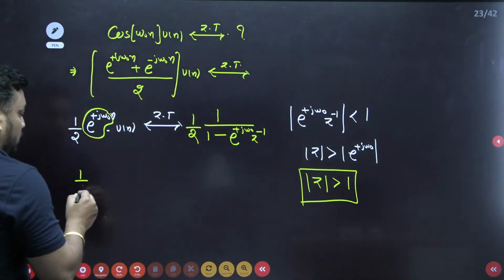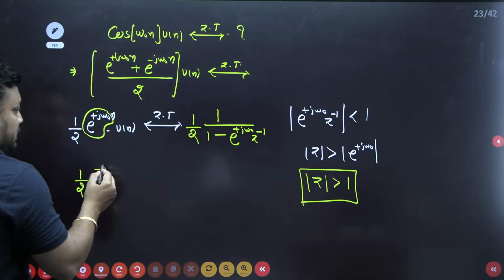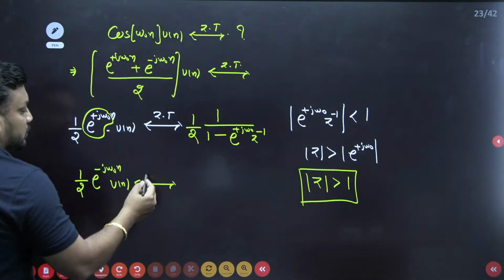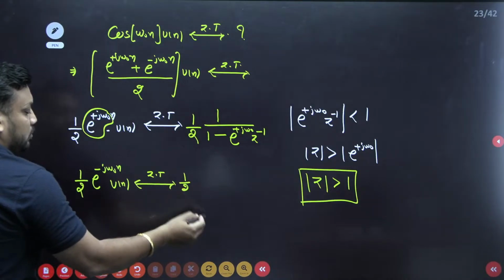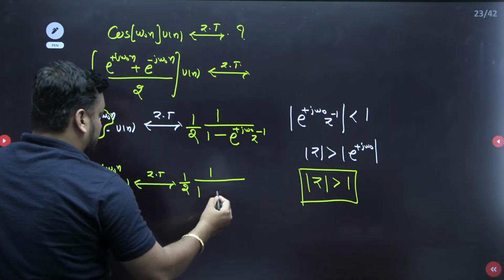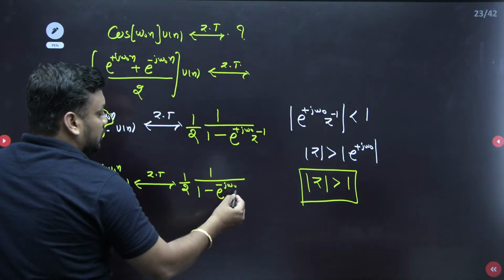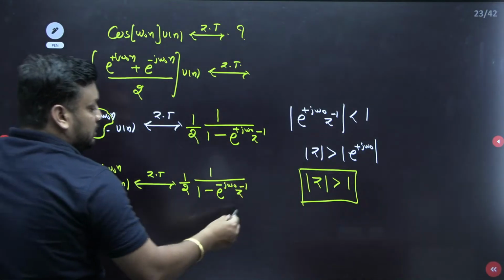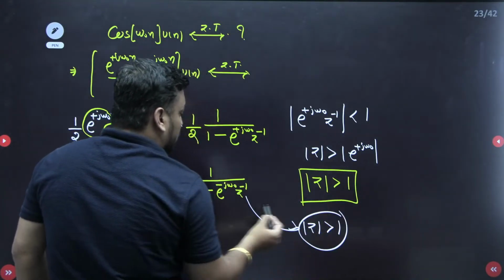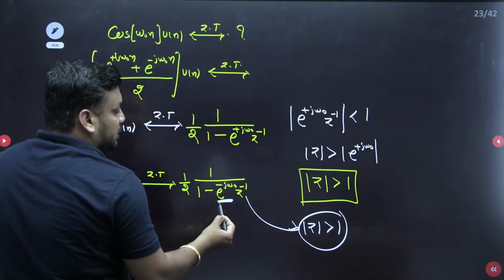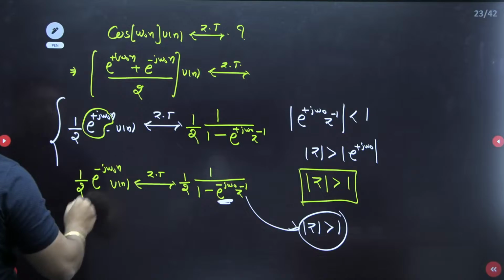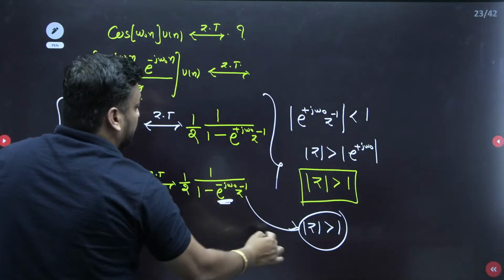Similarly, if I talk about half into e to the power minus j omega 0 n into u of n, its z transform will again be half multiplied, so the constant also reflects here, and the z transform will be 1 upon 1 minus e to the power minus j omega 0 z inverse. And its ROC is also mod of z greater than 1, because the magnitude of e to the power minus j omega 0 is 1 only.